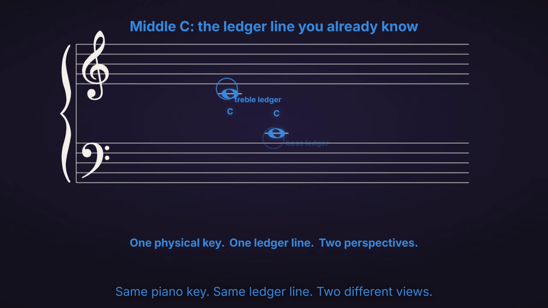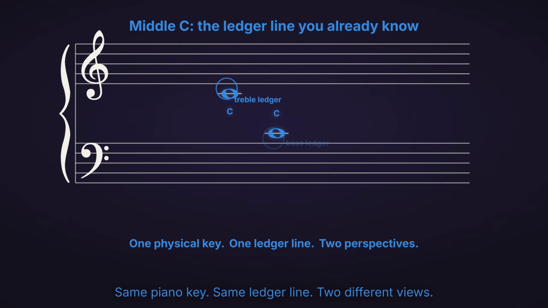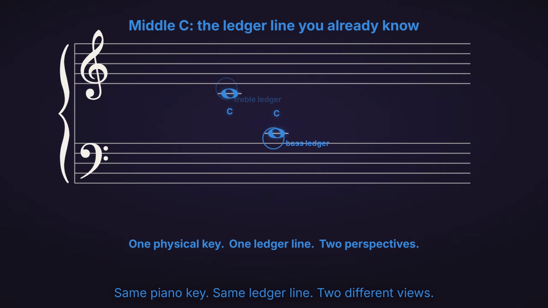The principle is the same. A short extra line, a note on it, one step of the ladder. This is why ledger lines never need a separate set of rules. They are not an exception to the staff. They are the staff, continued. Once you see them that way, every new ledger note above or below the staff is just another rung in the same ladder you already know how to climb.